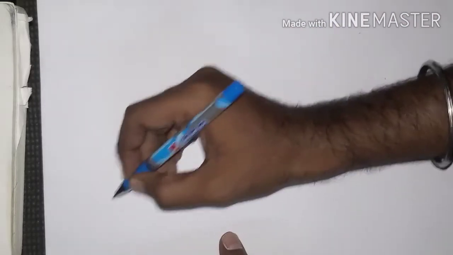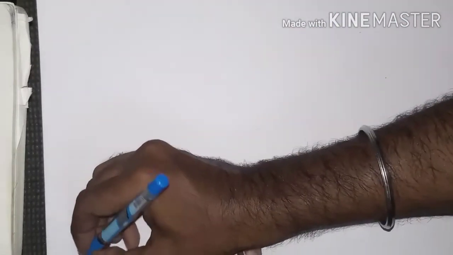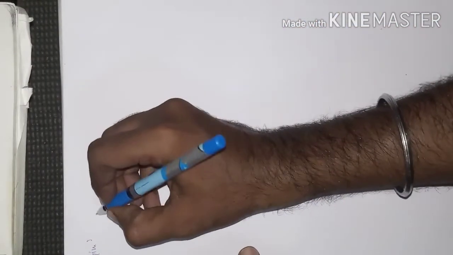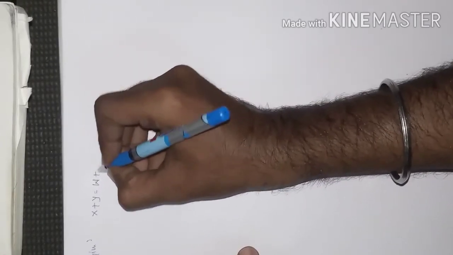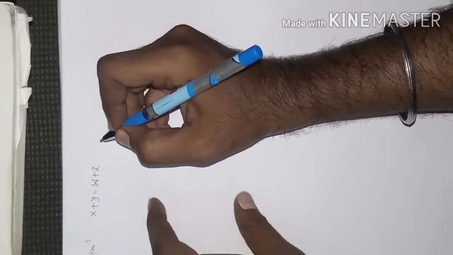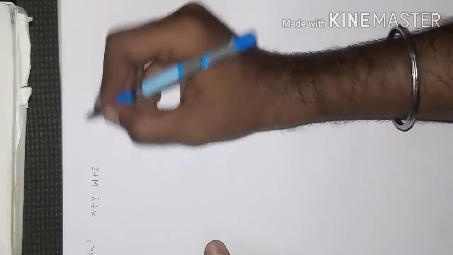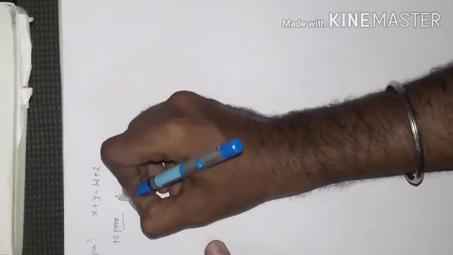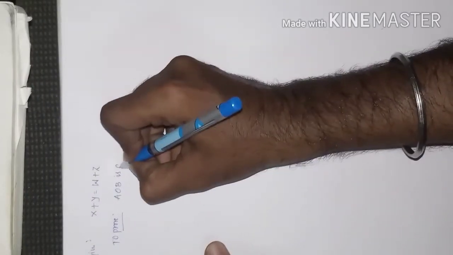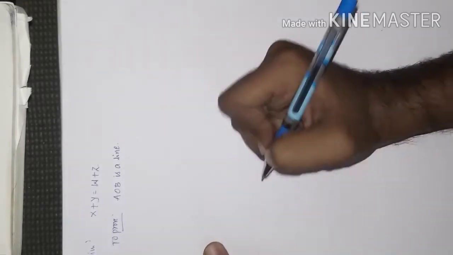We will write the given part, draw the diagram, and then solve it. Given: they said that x plus y is equal to w plus z. Then they are asking us to prove what? AOB is a line. AOB is a line, we have to prove it.